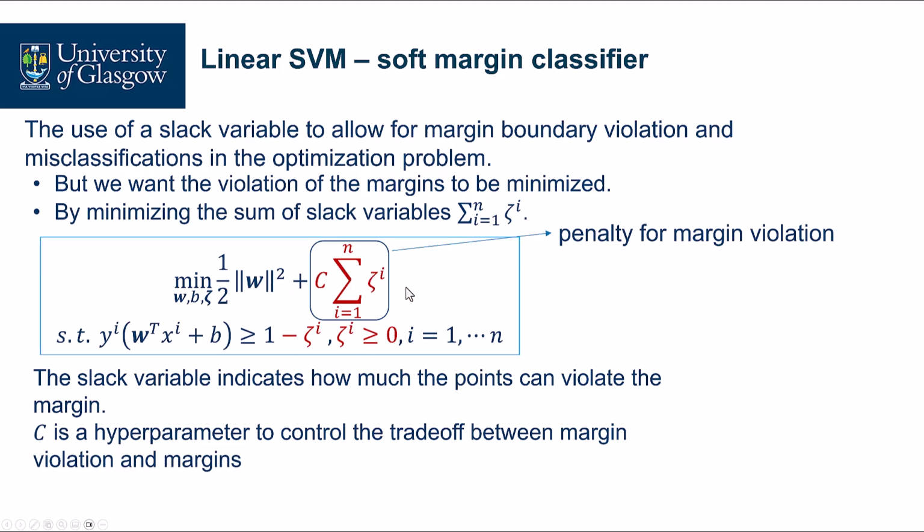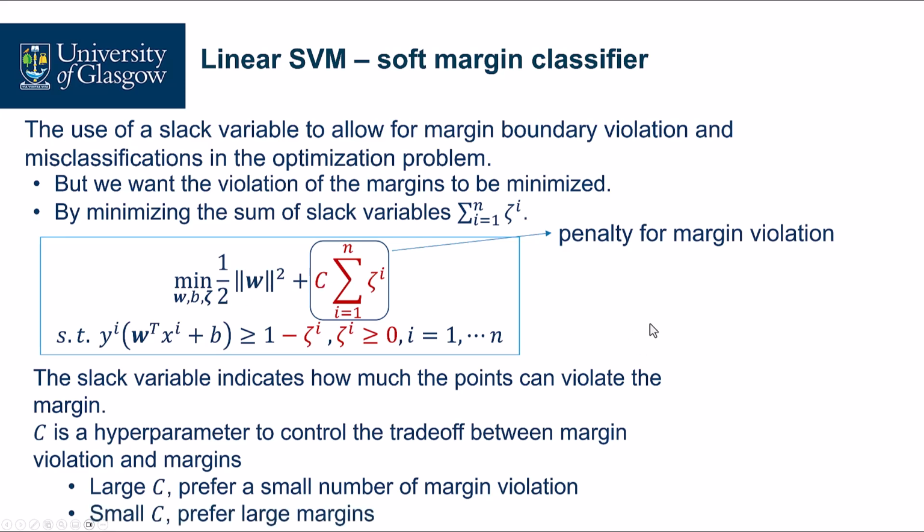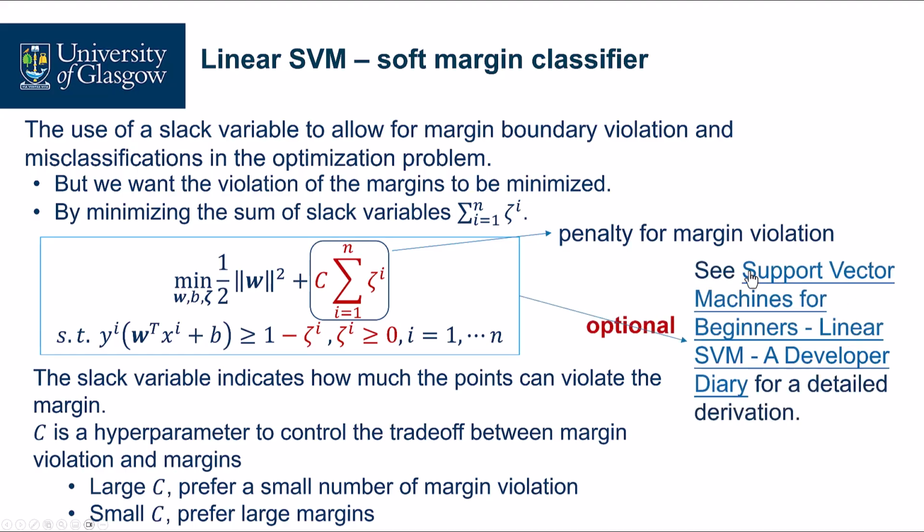So this is to trade off between the margin violation allowed and the margin themselves. If the value of C is large, this means a small violation can cause a large increase of the objective function, right? So in this way, we prefer a small margin violation. Otherwise, when C is small, this term becomes more important, so we prefer the large margins. So this is the trade-off. For more details, you can look at this hyperlink. This is optional for this specialization and not required.